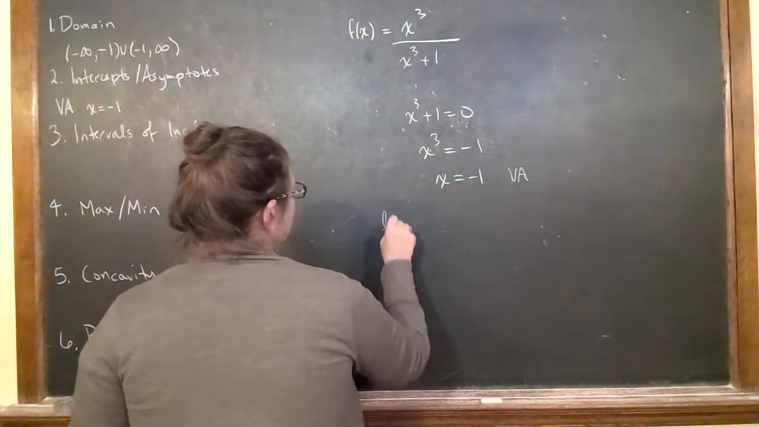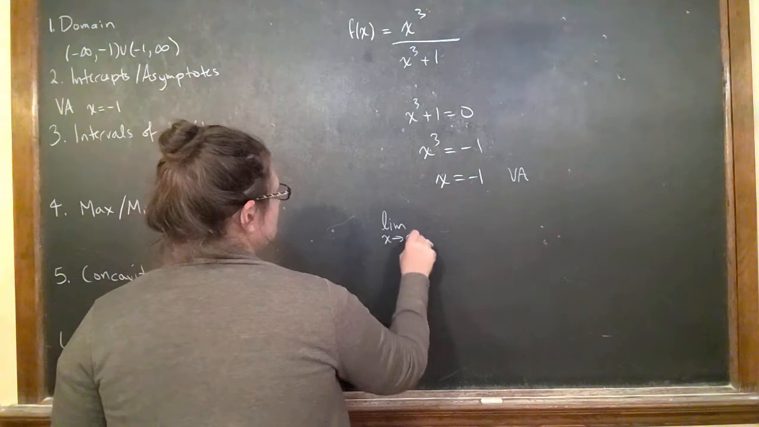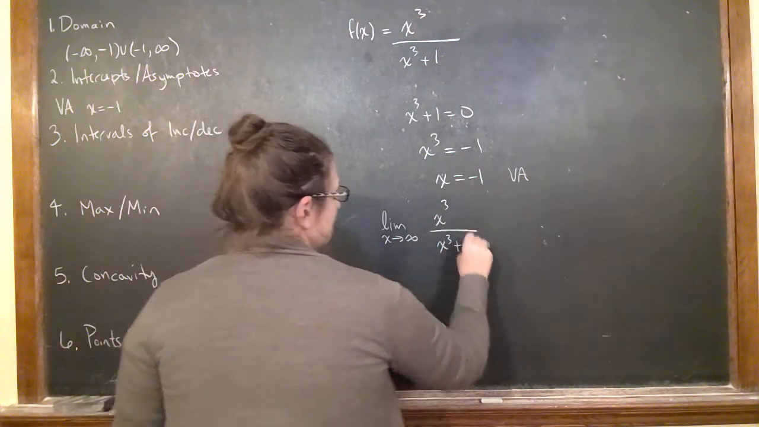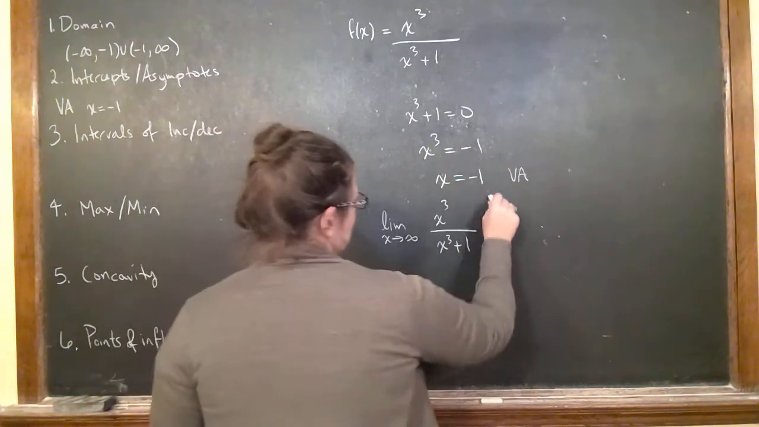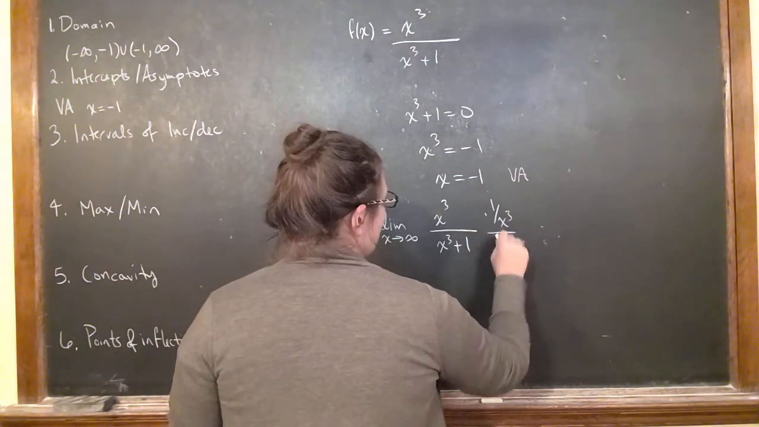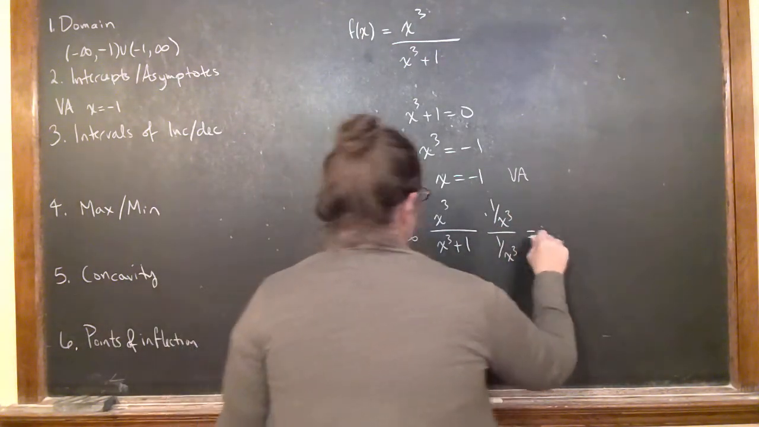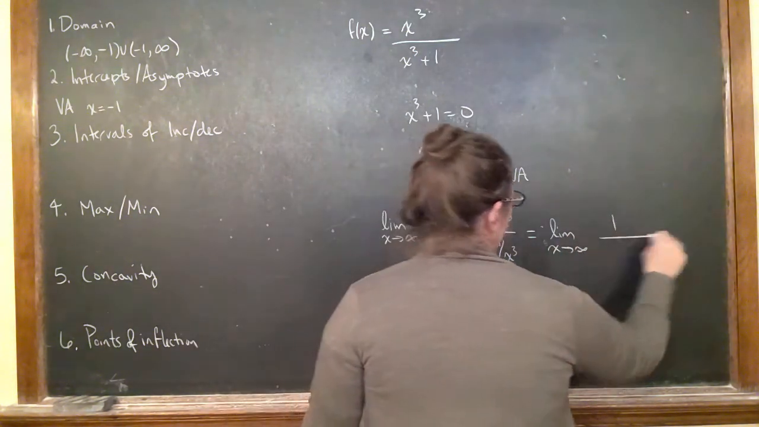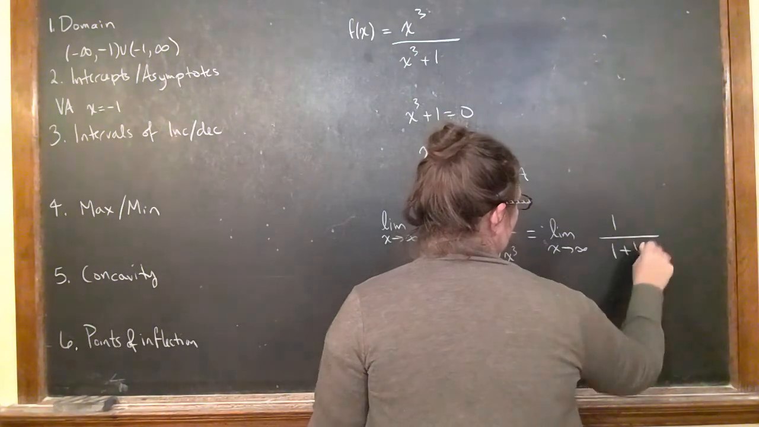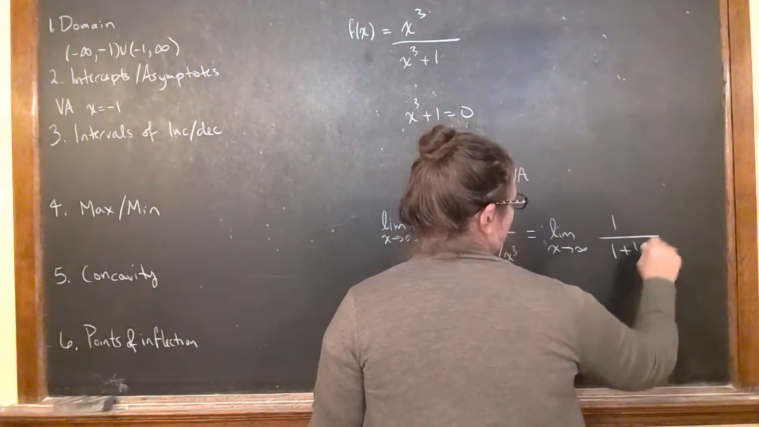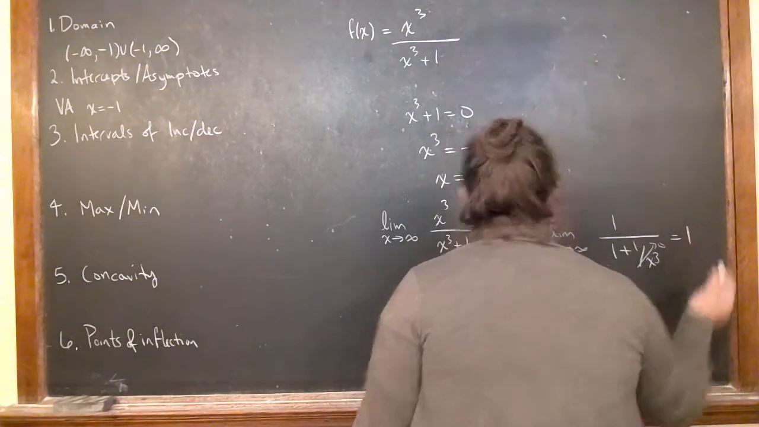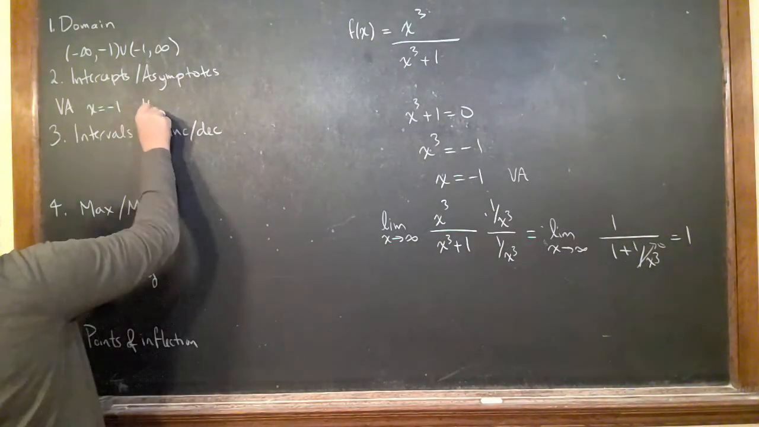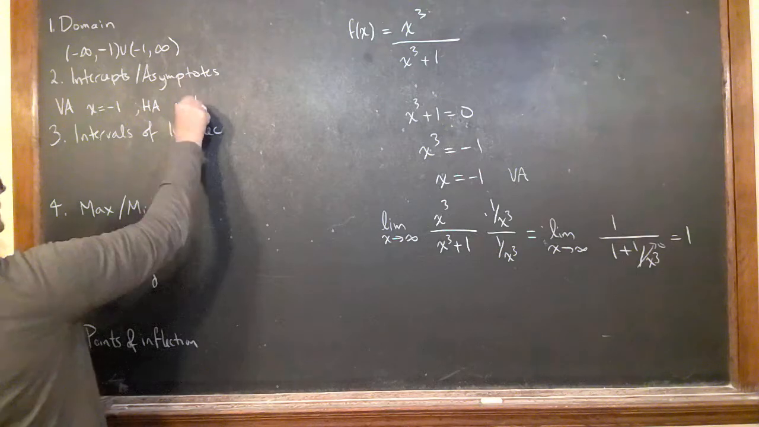So I can take the limit as x goes to infinity of my function, and you can see if I divide top and bottom by the highest power, we have the limit as x goes to infinity of 1 over 1 plus 1 over x cubed. This one, of course, goes to 0. And my horizontal asymptote is going to be y equals 1.